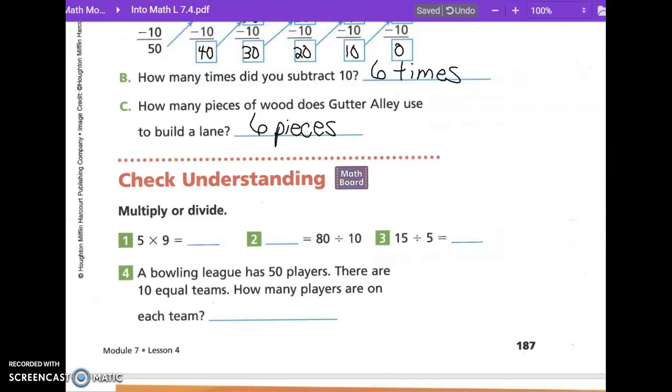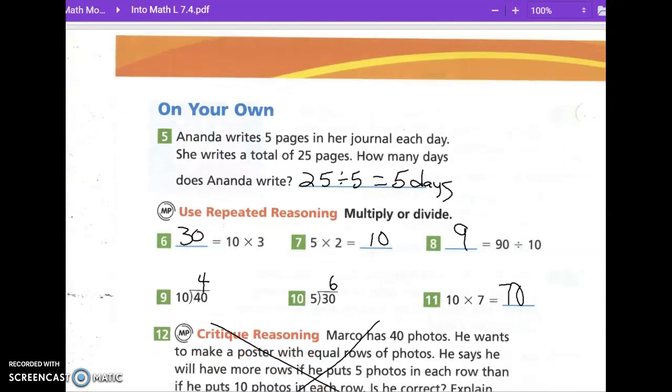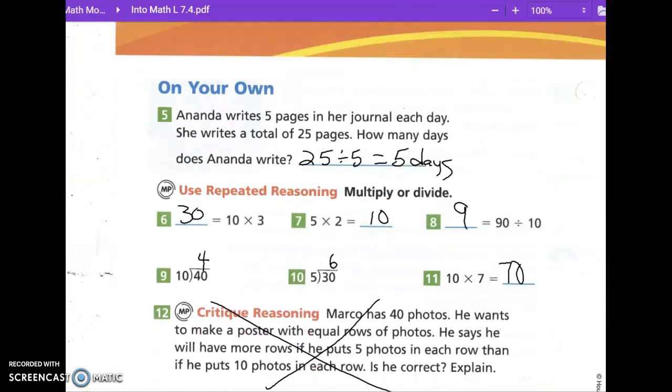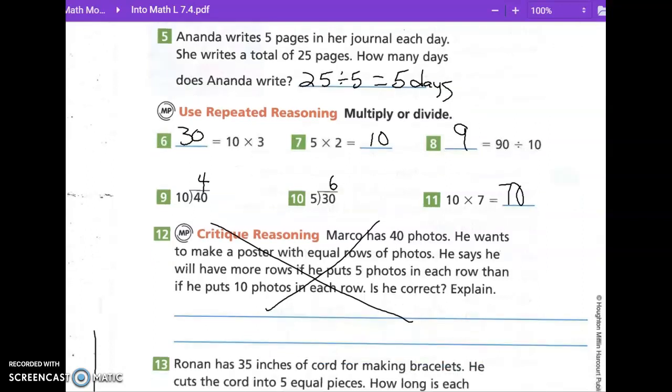Okay, if you're at home, go ahead and stop your video and do the check your understanding, and then come back and check. Here's the answers to your check your understanding. So go ahead and pause the video and look at that. And then on the back of that page, on your own, on page 188, we did 5 through 11, we skipped 12, and we did 13 and we skipped 14. So here's the answers to those. So do those and check.